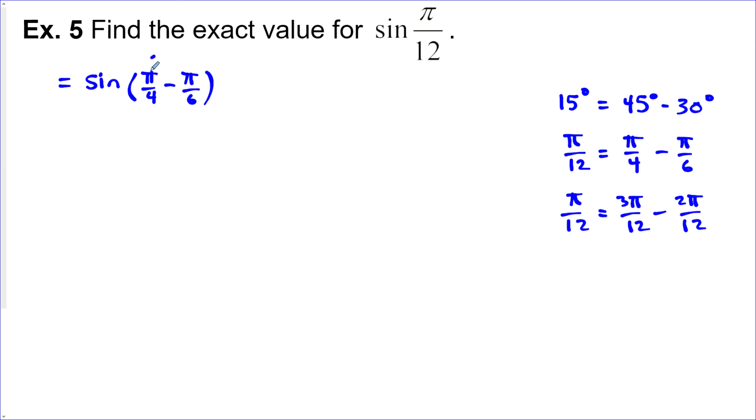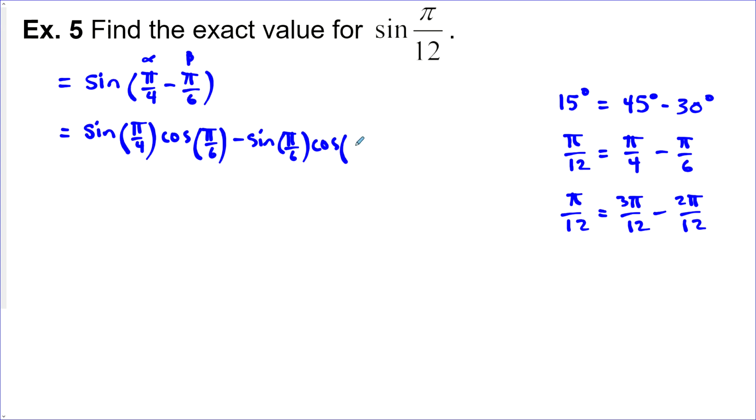This is alpha, and this is beta, say, and we use the difference identity that we worked out before. That would be sine alpha, pi over 4, cos beta, pi over 6, minus, and these just switch spots, sine pi over 6, cos pi over 4. Now we've written this in terms of everything that we know.